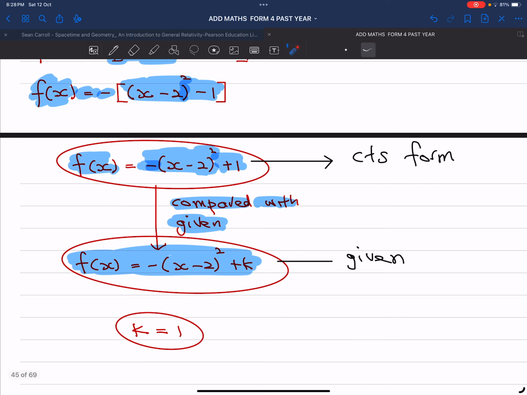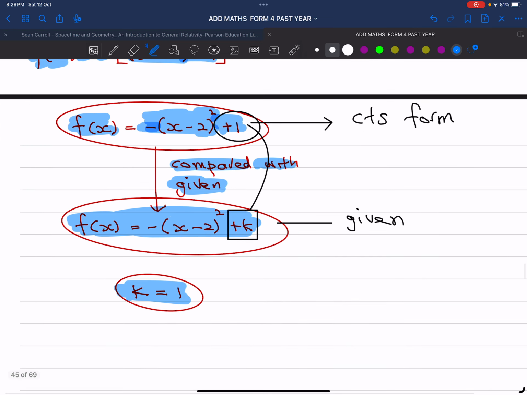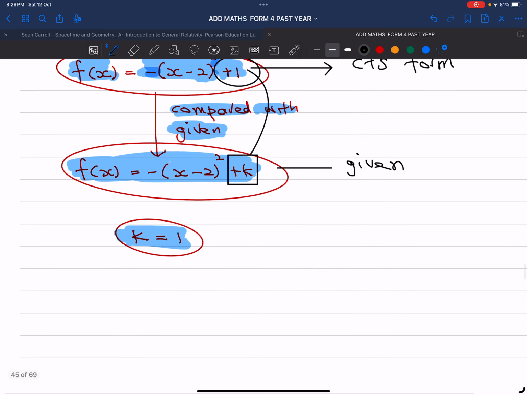Negative (x minus 2) squared plus 1 must be k. You see? The plus 1, of course, is k. We got our answer that k is 1. So we have settled the first part. The question was asking k. We got our k equals 1. Now let us look at the second part.